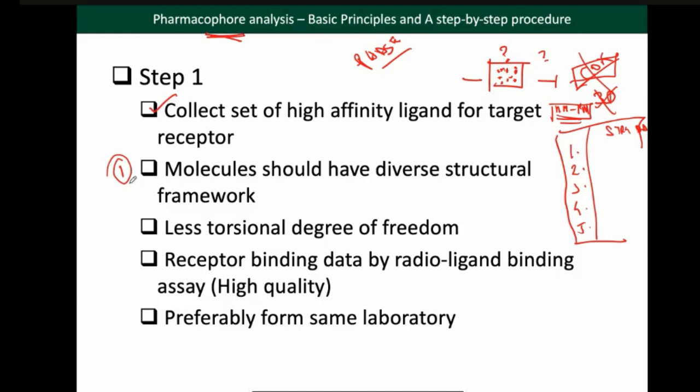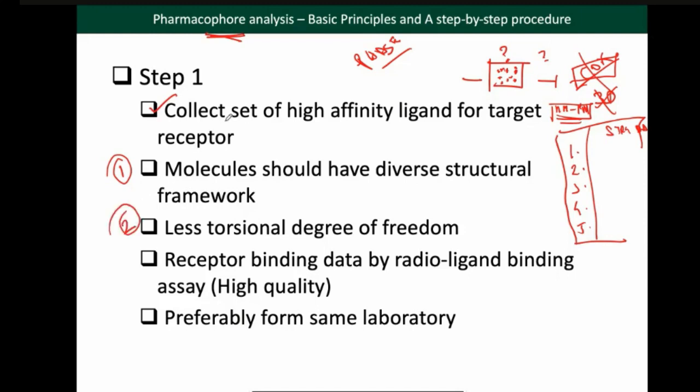You may have a question: why should the molecules have high structural diversity? Because our intention is to find out computationally which feature is important for the biological activity. We're not going to do any structure activity relationship practically, right? Computationally, without any wet lab, we identify it. If all the molecules look very similar, then the algorithm will understand that all the features are important for the biological activity. If all the molecules have the same biological activity but are structurally diverse, then it will be easy for the algorithm to pick up which feature is important for the biological activity. That is why the molecules should have a diverse structural framework.